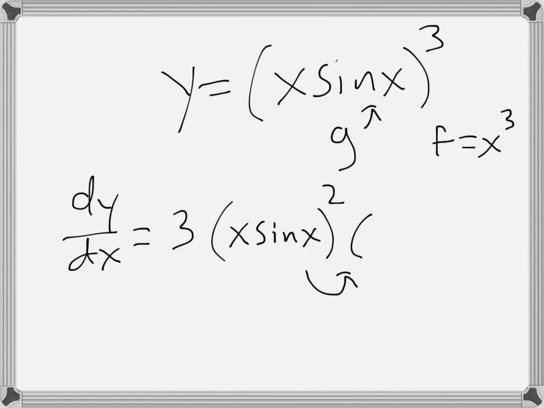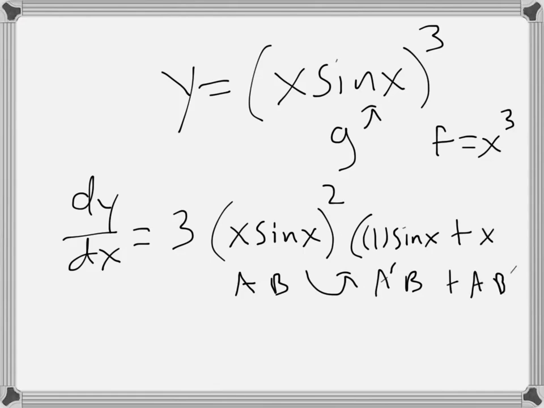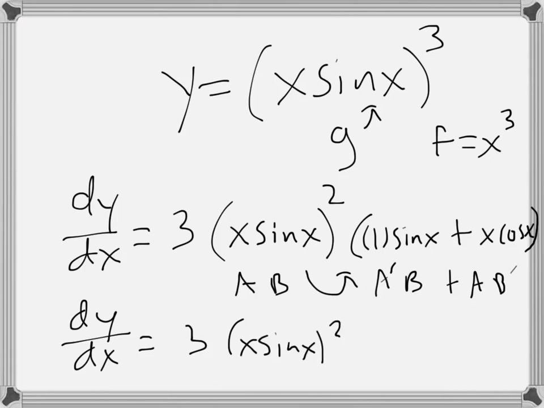And so the derivative of x is 1, and then b is sine x, and then I write x, and the derivative of sine is cosine x. And so there's your derivative, just to clean it up a bit. I've got 3 times x sine x quantity squared. You don't need to expand that. And then it's sine x plus x cosine x. And that would be your answer.